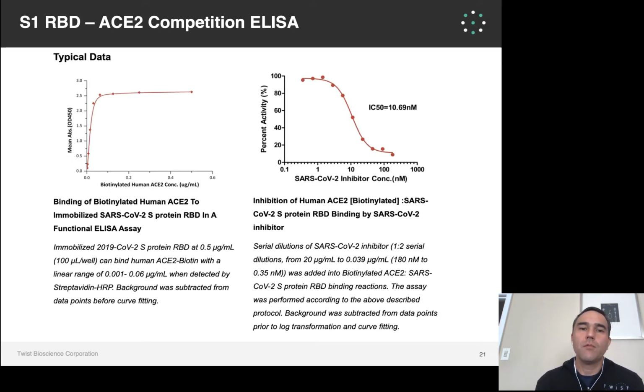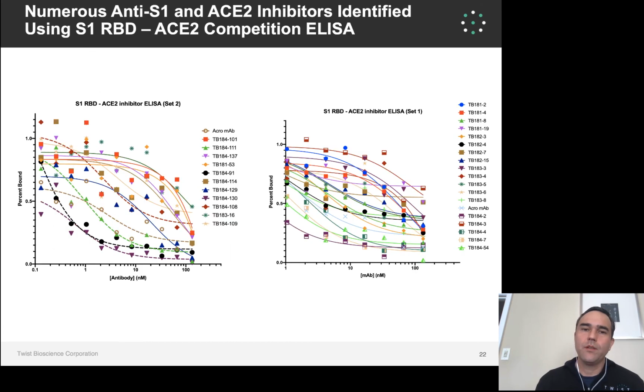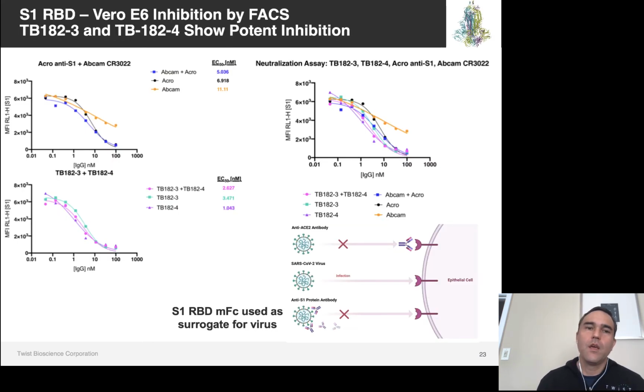We also used an inhibitor assay derived also from Acro, where we immobilize S1-RBD on the plate, and then we incubate our antibody with biotinylated ACE2 and see if we can inhibit the interaction with the S1 on the plate. And we see that a lot of our antibodies, both from S1 as well as ACE2, inhibit the interaction between S1-RBD and ACE2.